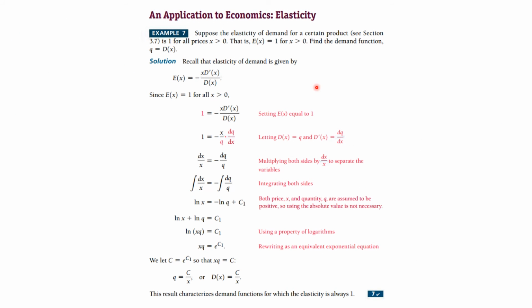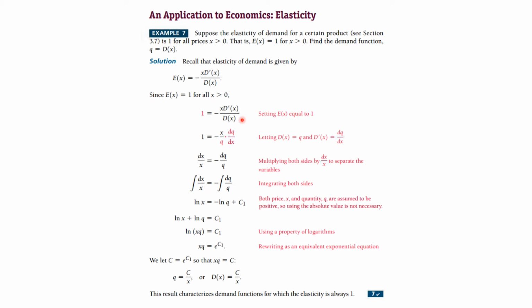Here's an application to economics, and it calls us to think about the elasticity that we studied before. So suppose the elasticity of demand for a certain product, and that was studied in section 3.7, is 1 for all x greater than 0. Find the demand function, Q equal D of x. Well, we recall the definition of the elasticity of demand is given by E of x is equal to minus x D prime of x over D. But this is equal to 1, so we'll substitute 1 for E of x, and we have this.